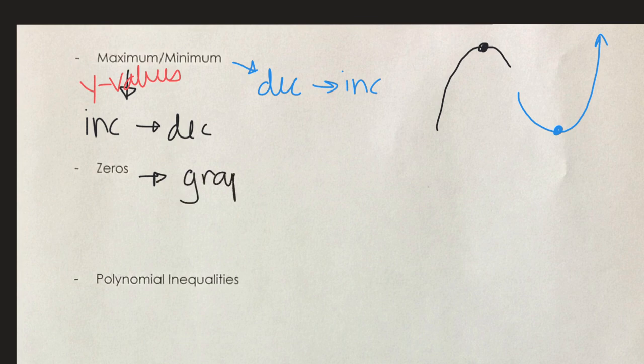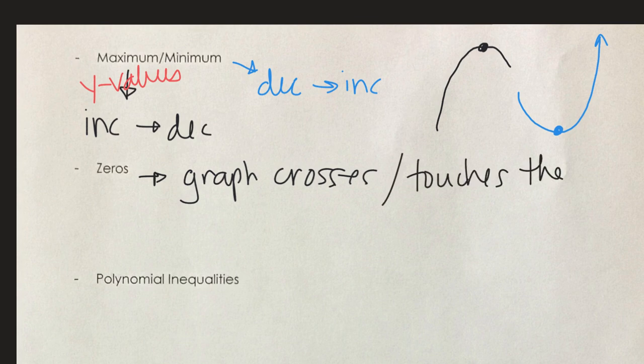Now your zeros, that should be a fairly familiar concept. That's where your graph crosses or touches the x-axis. Okay, it's where the y values are 0. So we say f of x equals 0. It's where your y values are 0, and that happens on the x-axis.